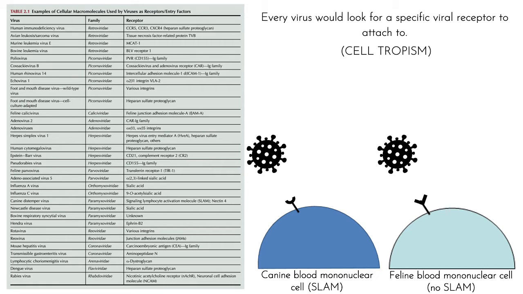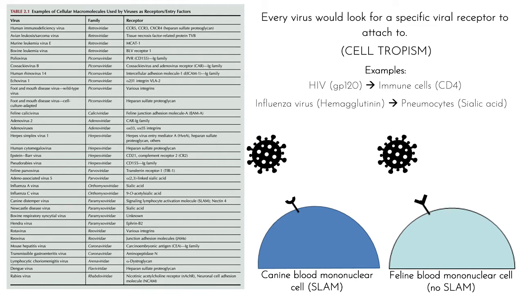So there are viruses that only infect dogs, or only infect monkeys but not humans. This stems from the molecular morphology of the virus and the protein that it needs to bind to. For example, the HIV virus has a protein on its surface, the GP120. It will look for the CD4 protein expressed on the surface of immune cells. For the influenza virus, the hemagglutinin glycoprotein would look for the sialic acid in pneumocytes. The transmissible gastroenteritis virus protein would target the aminopeptidase N in enterocytes.